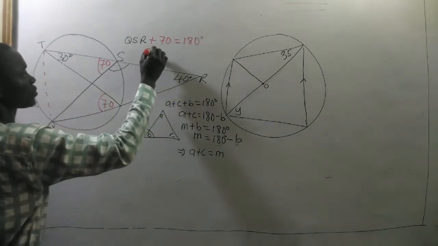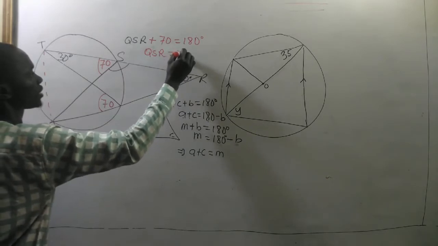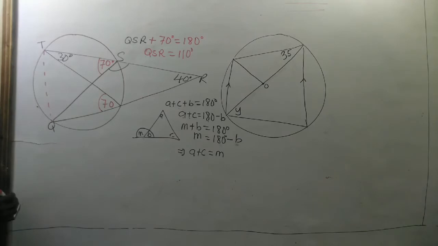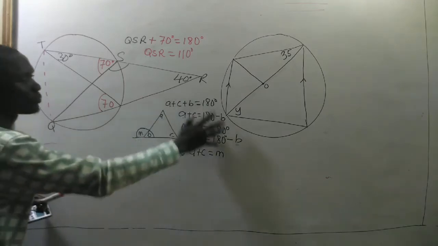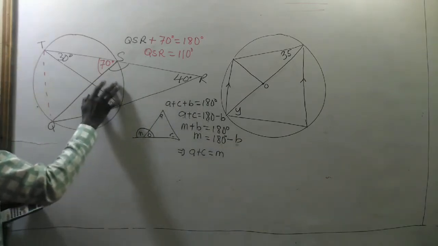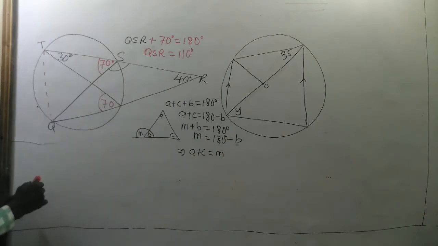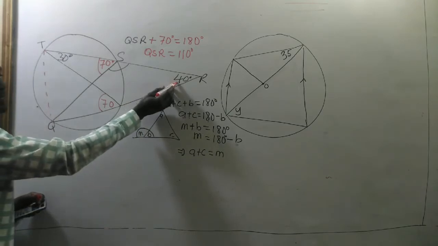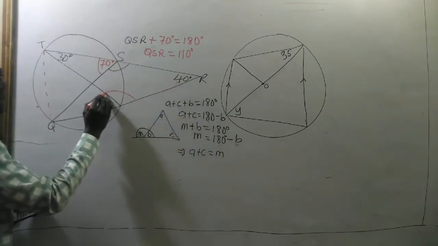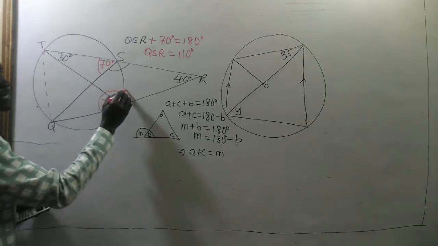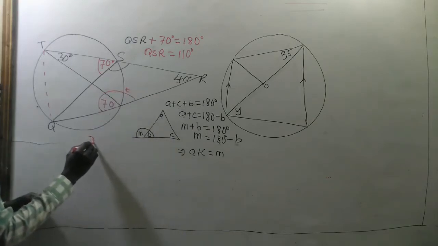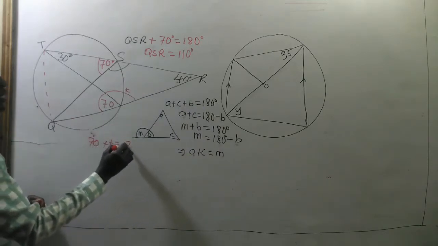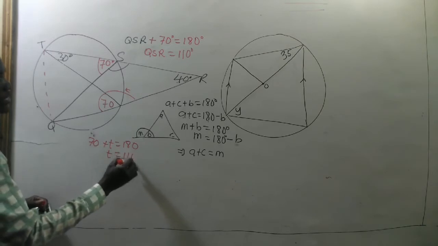And angle QSR will be 110 degrees. Wow, very simple as that. But if you don't know this property and you want to find this angle in a different way, you take this 30 plus 40 plus this angle. So let's assume that this angle is T. That is 30 plus 40, that is 70, plus T will give us 180, and we have T equal to 110.